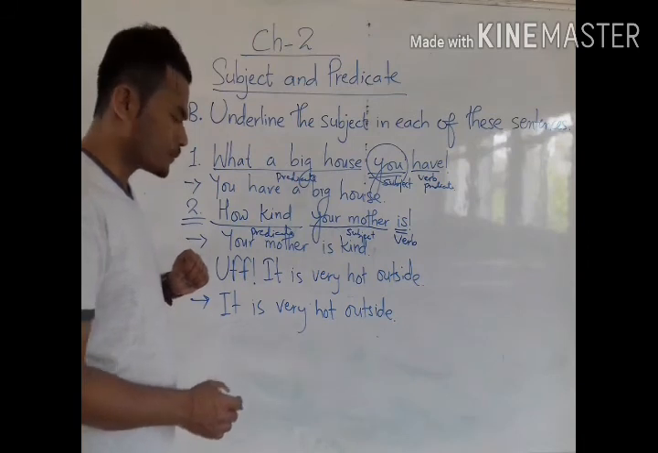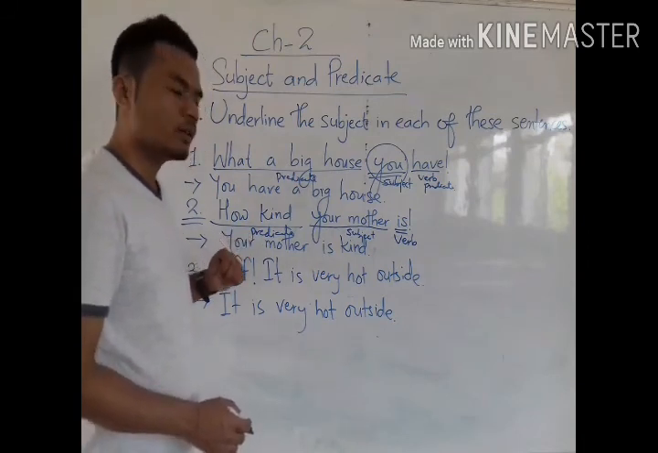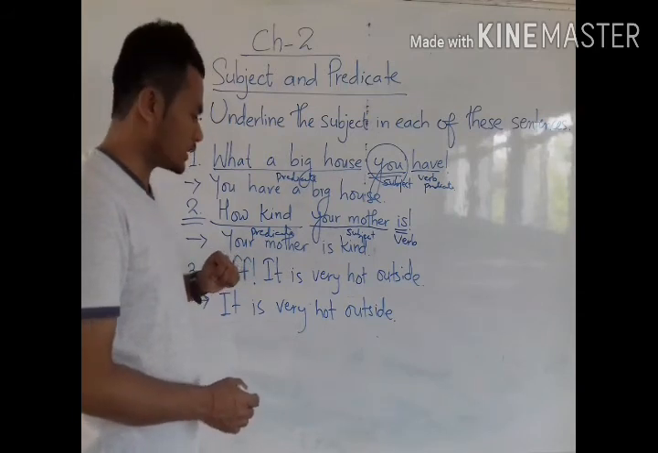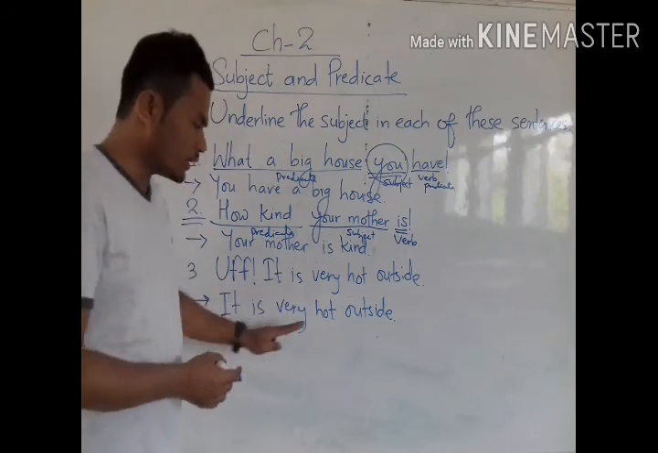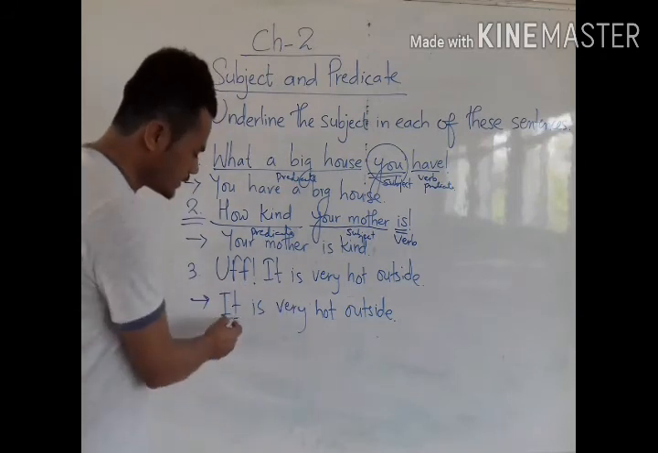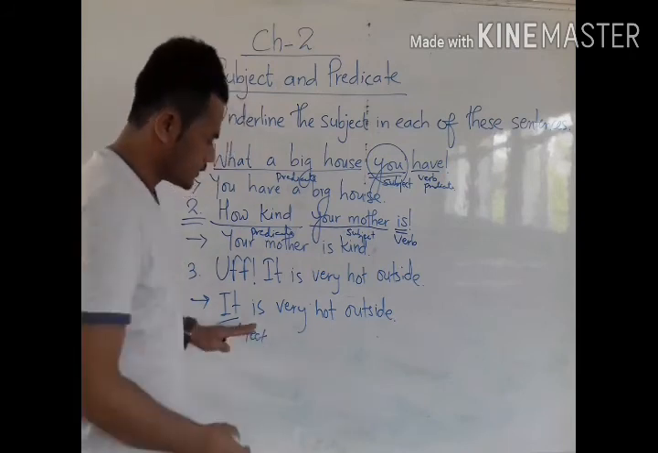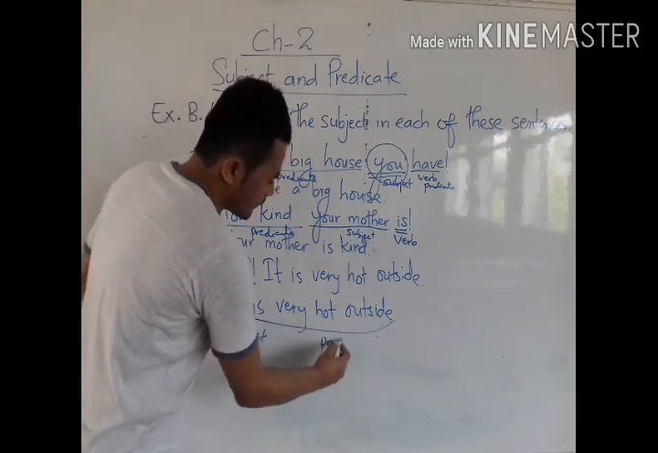Understood? Now see here. Oof, it is very hot outside. If you change this, the sentence is: it is very hot outside. So here it is the subject. What is told about it is very hot outside. So is very hot outside is the predicate.